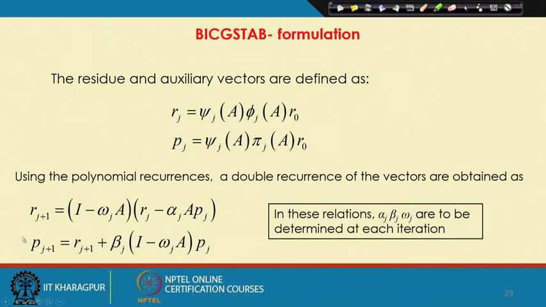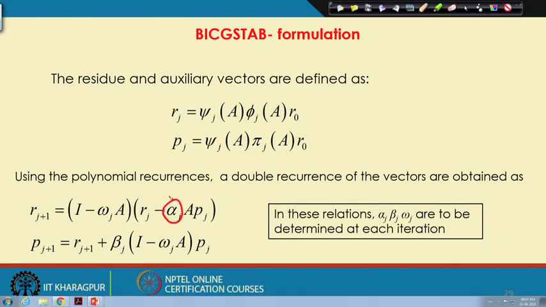If we have to use these recurrence relations, we need to find out alpha, beta as well as omega. Once we can find these, then starting with the first residual and first auxiliary vector, we can find the next residual and next auxiliary vector. So the entire problem will be a residue vector finding problem once we can find out omega j, beta j and alpha j.